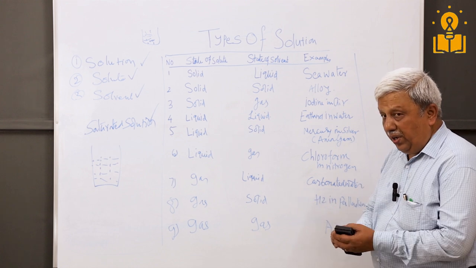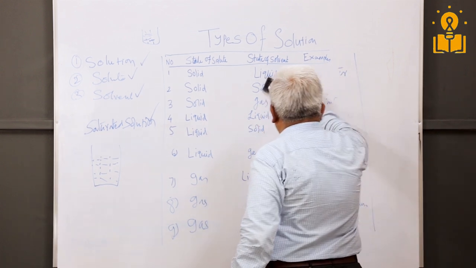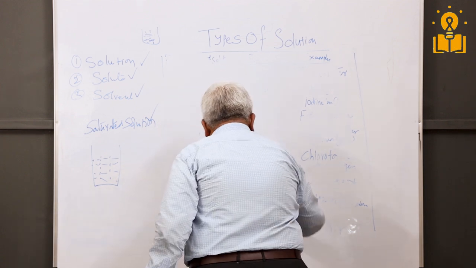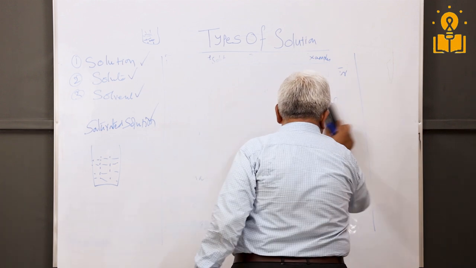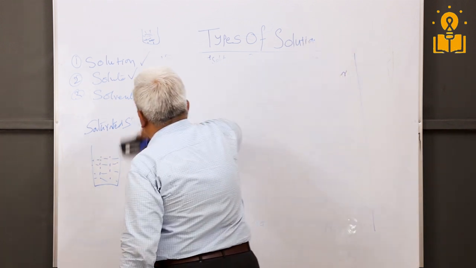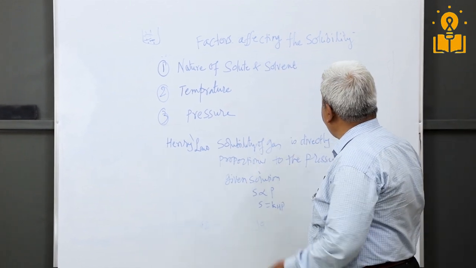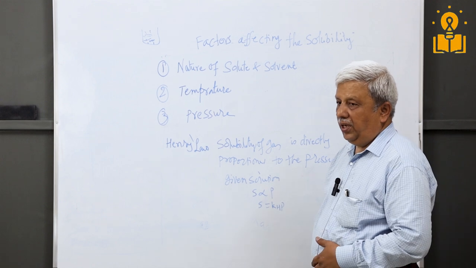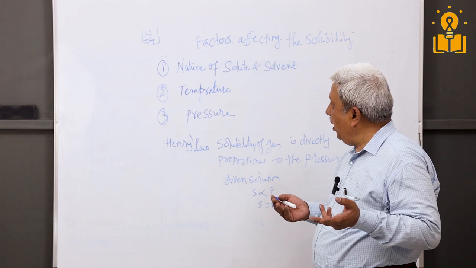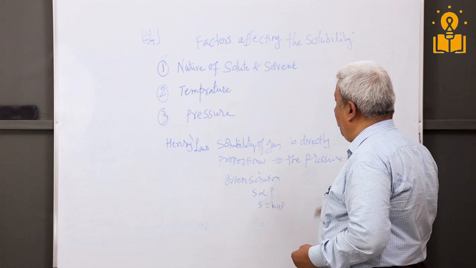Okay. Now shall we go further? So now let us see the effect of various parameters on the solubility of a solute in a solvent. Now we are going to see the factors affecting the solubility. Just now we saw the different types of solutions, solute, solvent. Now we have to see the factors which affect the solubility.